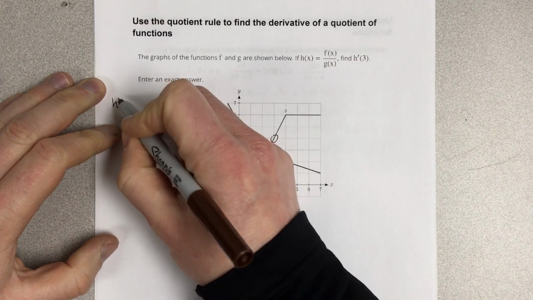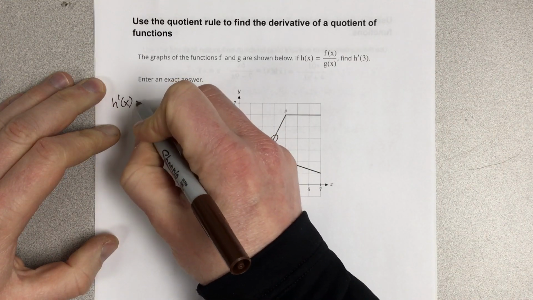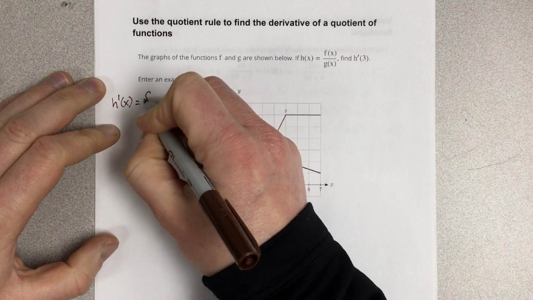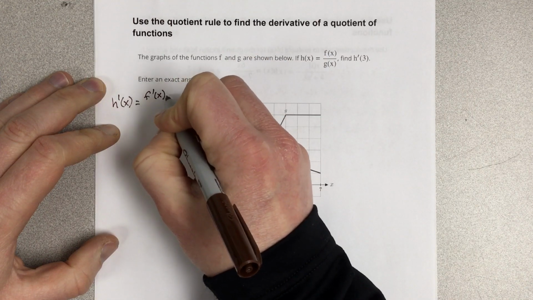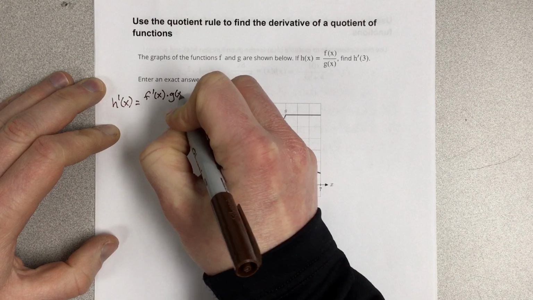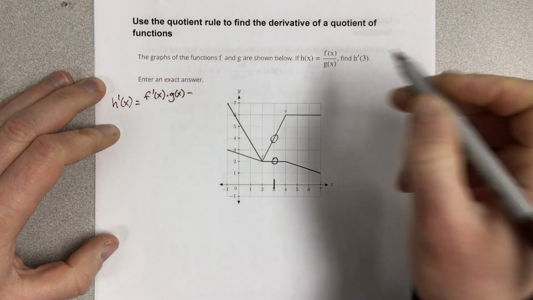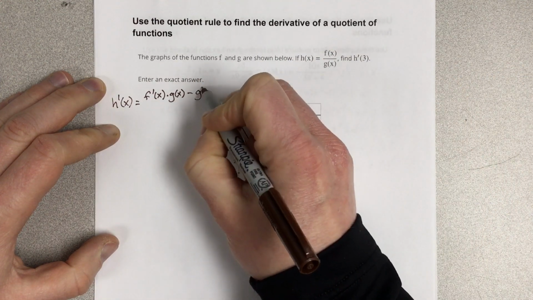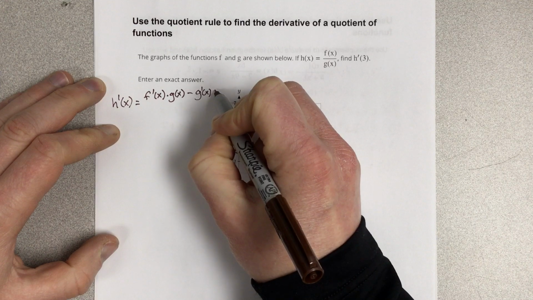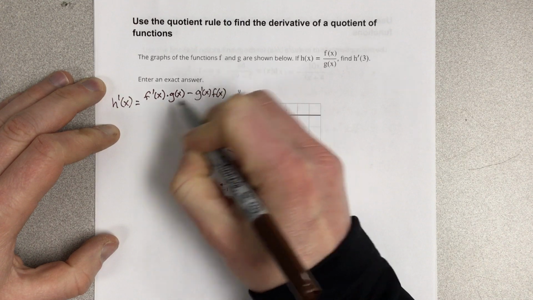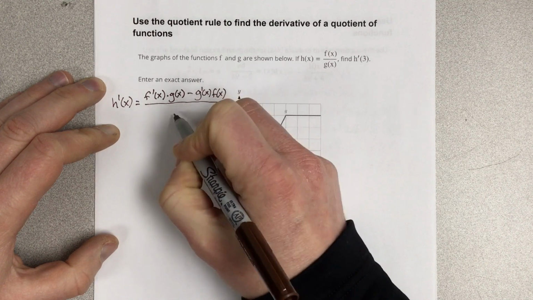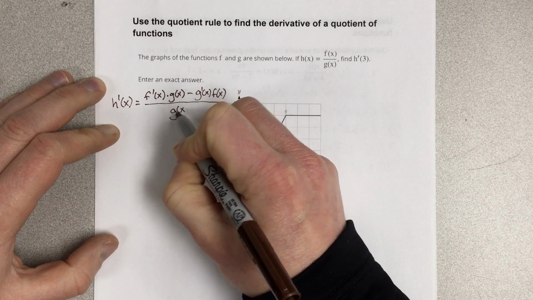h prime of x is going to equal f prime of x times g of x minus g prime of x times f of x all over g of x squared.